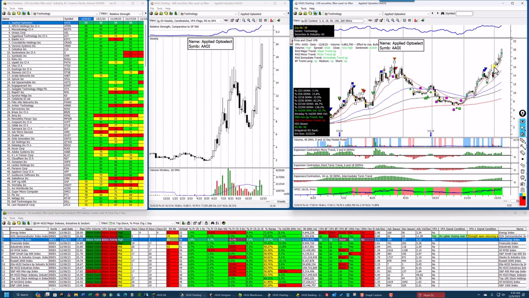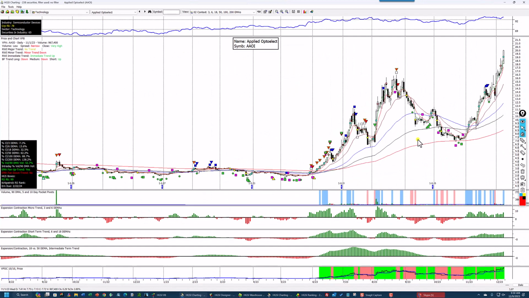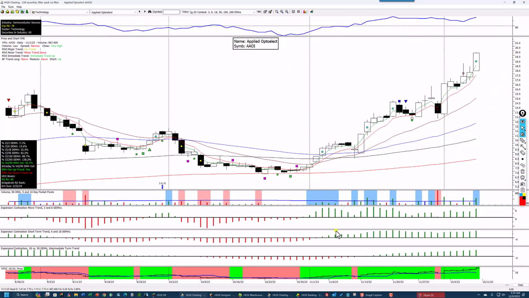What I always like to do is come back and look and see where the buy signals were generated using my 3-6 crossover and also the VPA flags. Let's make this full screen. Zoom in. So right here, and this is universal. This works for any stock, any ETF. I want this. So what do we have here?